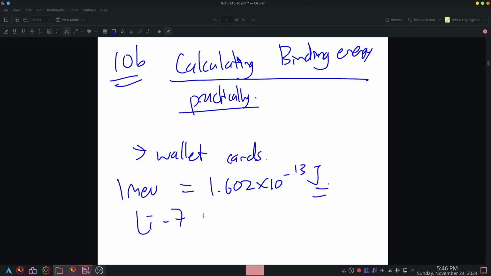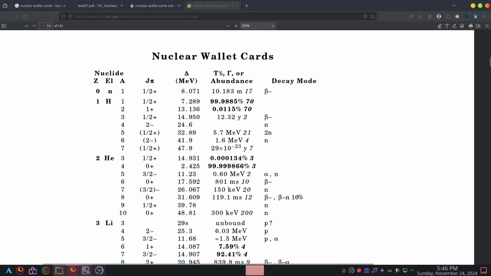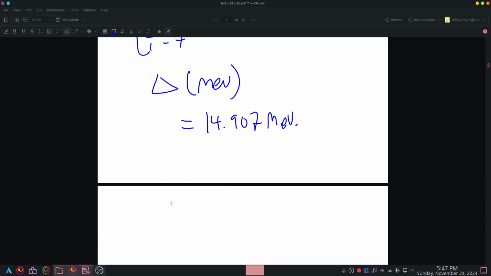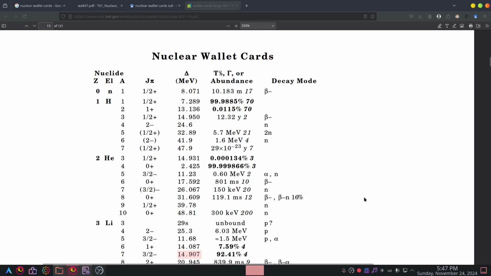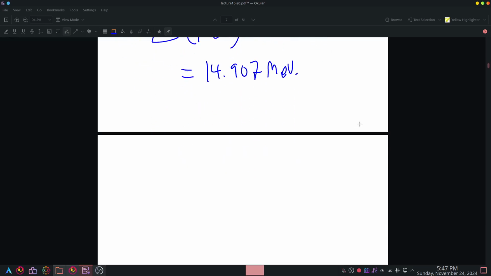Just to give you one example. Lithium 7. The mass excess is what we call delta, in MeV. It equals 14.907 MeV. Okay, what if you want to calculate the binding energy? You want to calculate the binding energy of lithium 7. So we have to sort of compare it again.